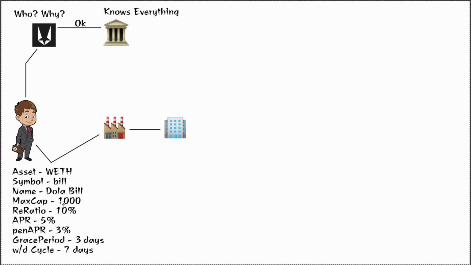And then the max capacity of 1,000 in this case. This is how many tokens he's willing to pay interest on. This is not how many tokens he wants to borrow, okay? So in this case, he's willing to pay interest on 1,000 WETH, okay?